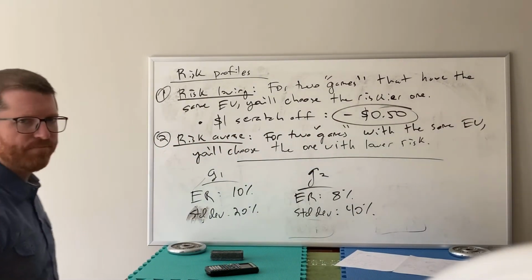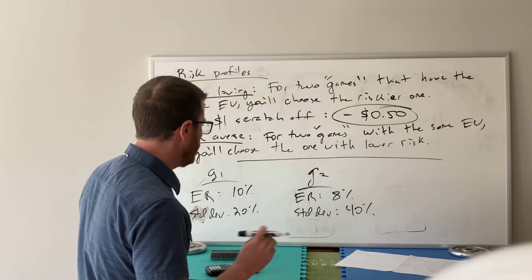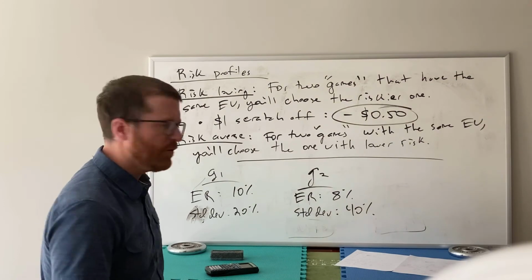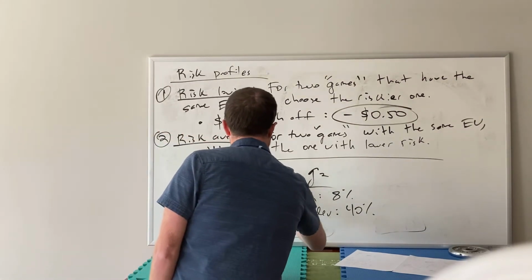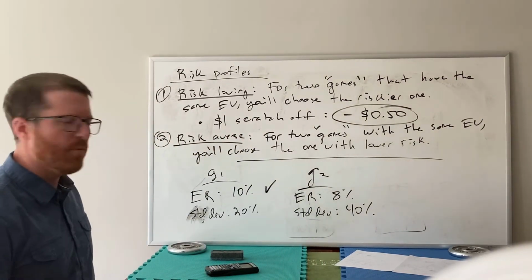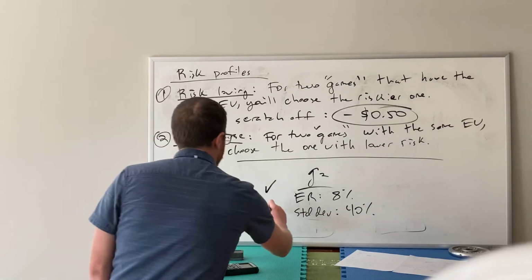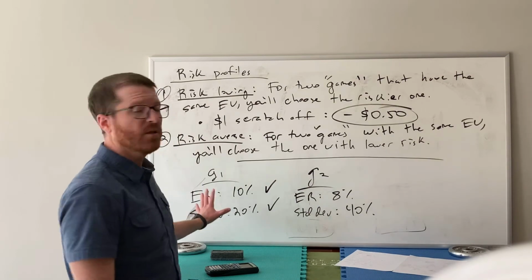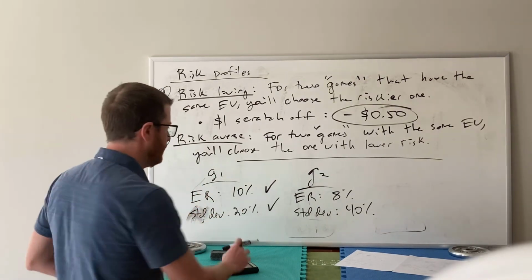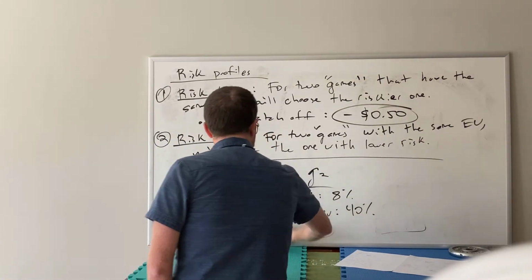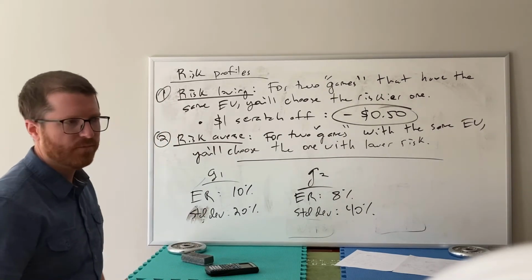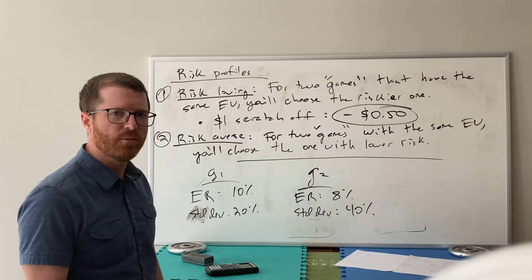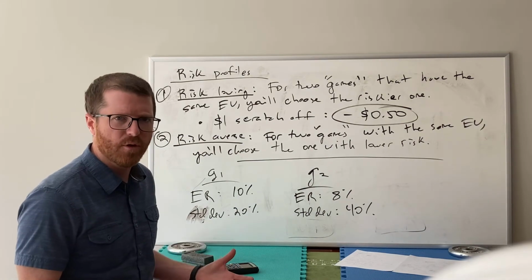In this example, first of all, think about if you're risk averse. I think it's pretty obvious. If you're risk averse, you get a higher expected return from game one, and you get a lower level of risk from game one. So if you're risk averse, you are clearly going to play game one. If you're risk loving, what would you do? This is where you've got to be careful again. If you're risk loving, we actually can't tell what your choice would be. It depends on how risk loving you are.